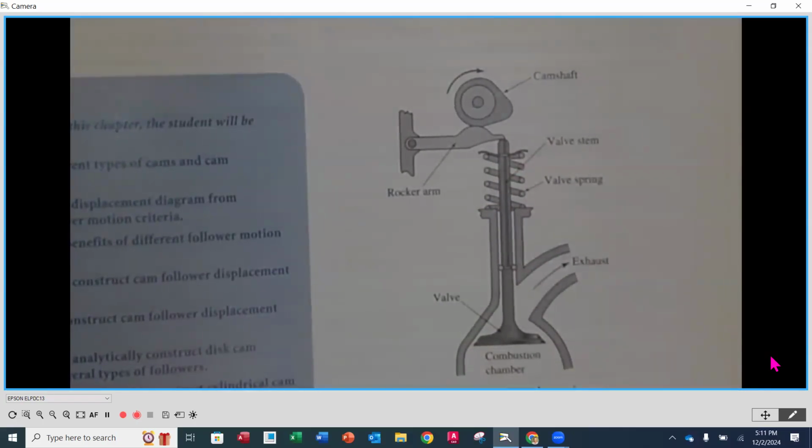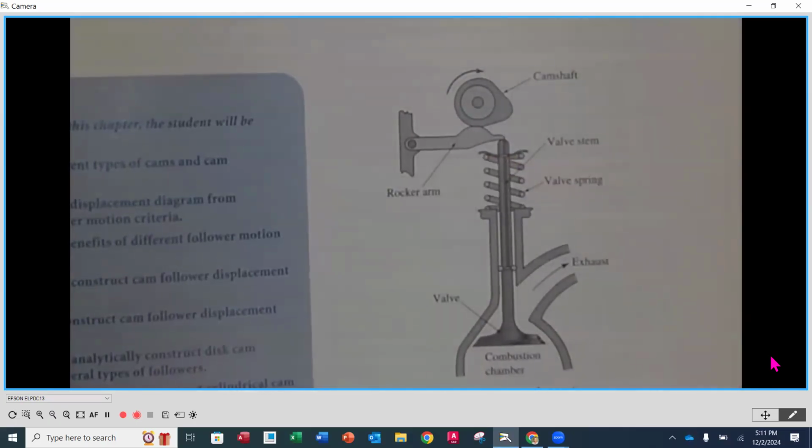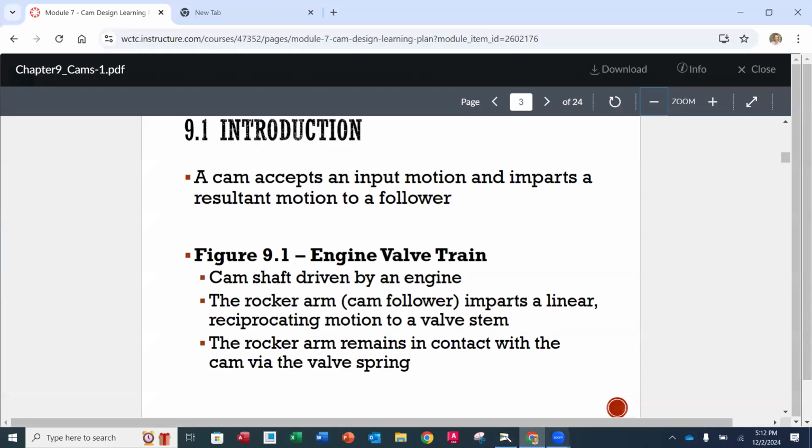The follower has to always be in contact with the profile of the cam. If it is not, it is not following the motion that is prescribed or that is being designed for it, okay? So that is why we have things like springs that are going to ensure that the follower is always in contact with the profile of the cam, okay? All right.